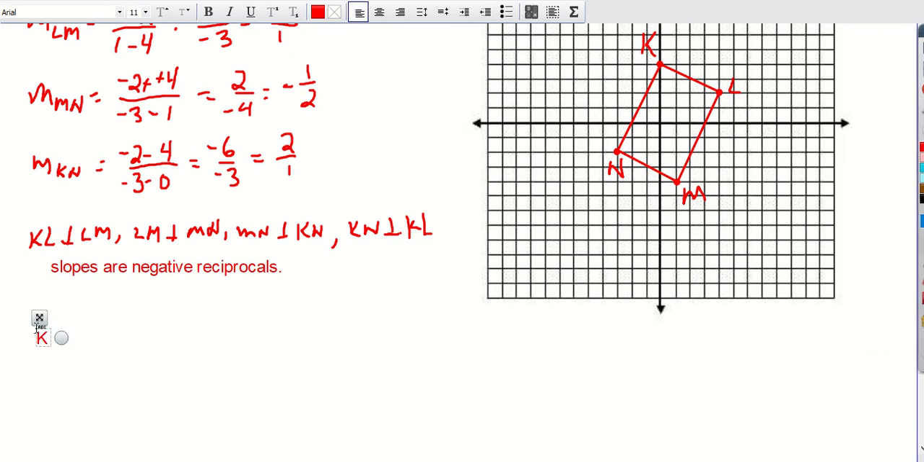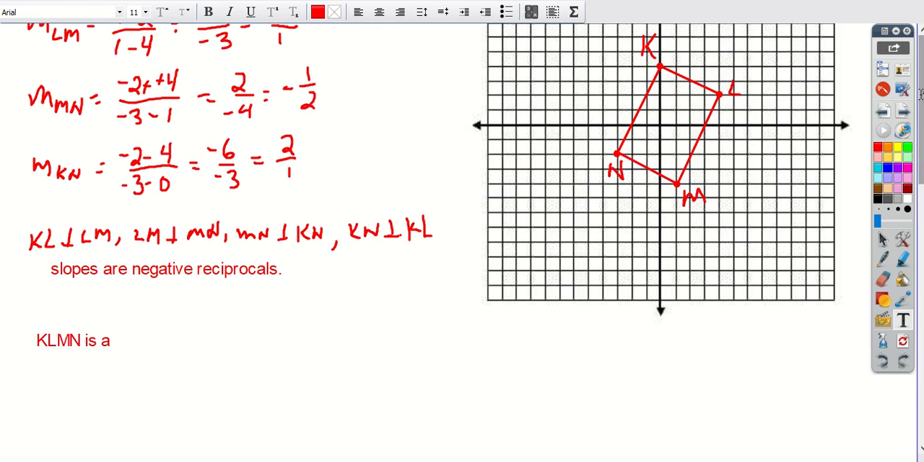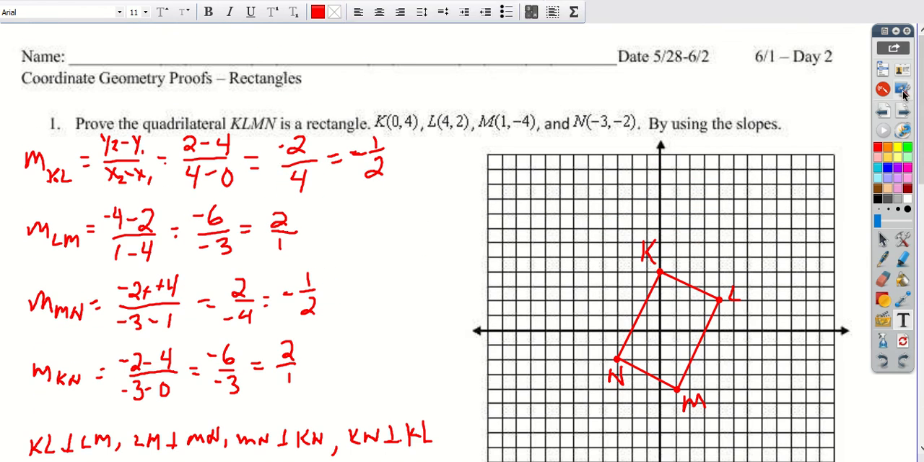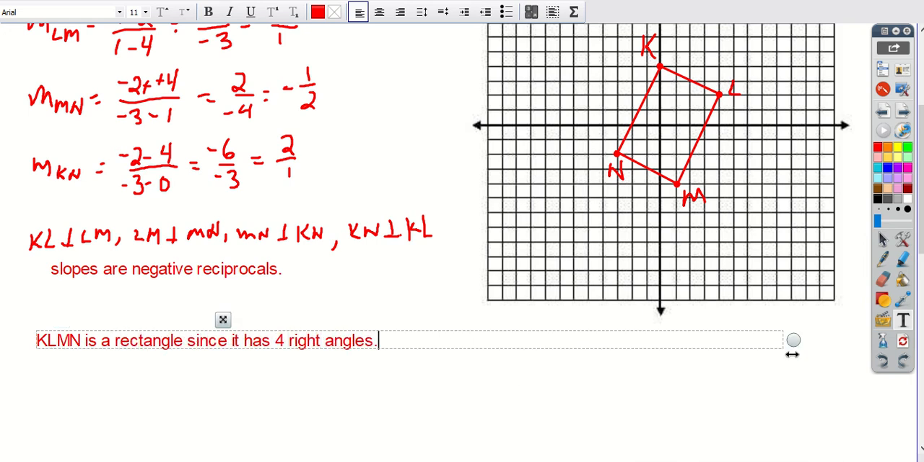We're going to say that KLMN is a, is that the name of our shape, by the way? Where'd it go? Yeah, it is. All right. Couldn't see it up there. Is a rectangle since it has 4 right angles. Okay.